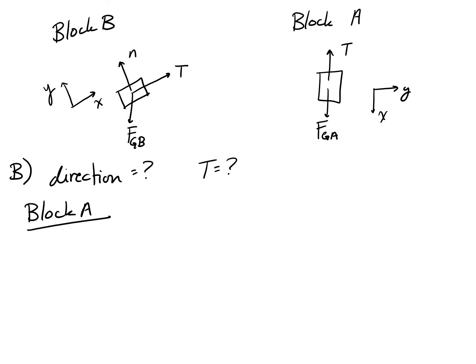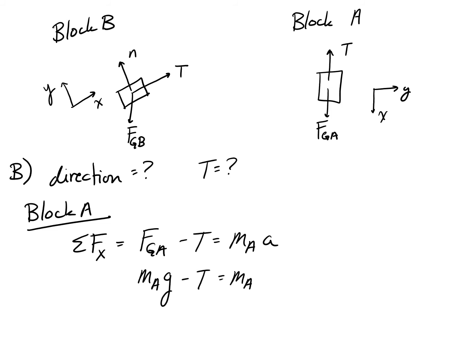A. The sum of forces in X, I'm going to have force due to gravity minus tension is equal to mass A times the acceleration. Or again, I can rewrite this as mass A g minus T is equal to mass A times the unknown acceleration. The y direction is going to be really easy. I don't have any forces there. I don't need to worry about it.